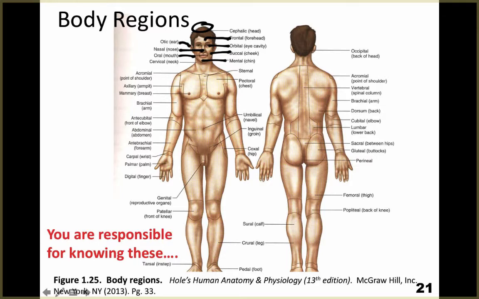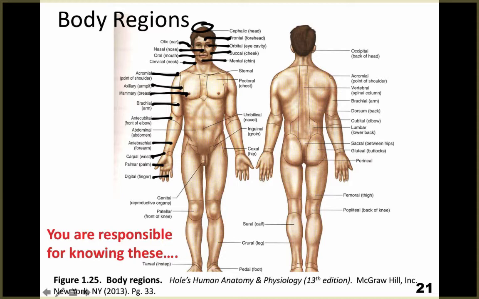The cervical is around your neck. Acromial is the area that is part of your shoulder. Axillary is your armpit. Mammary is where your breast is. Brachial is your arm. Antecubital is the area at the front of your elbow, right? Antebrachial is your forearm. You have your carpal, which is your wrist, palmar, which is your palm, and your digital, which are your fingers.